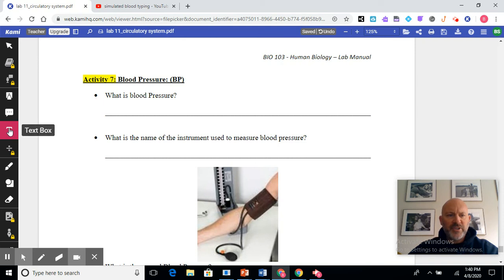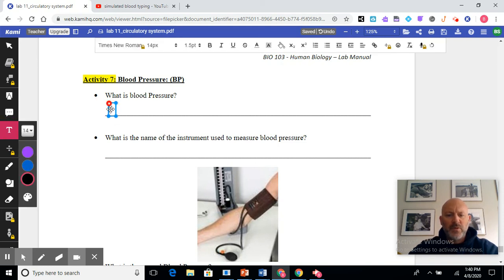What is blood pressure? This is the pressure that is put on the walls of arteries from the left ventricle. Contraction of the left ventricle.